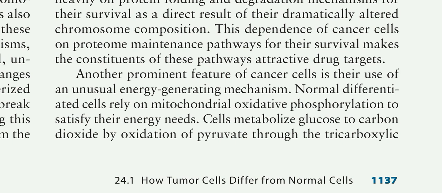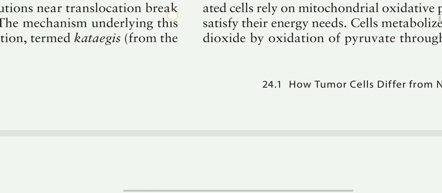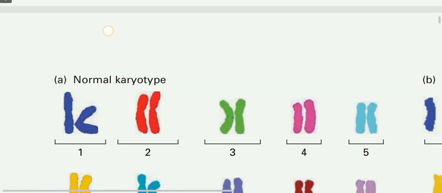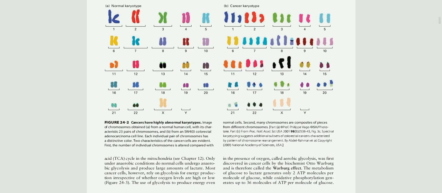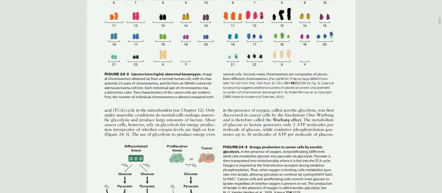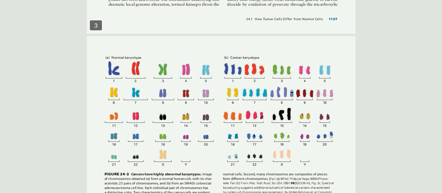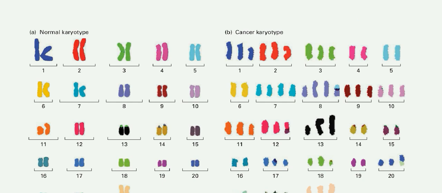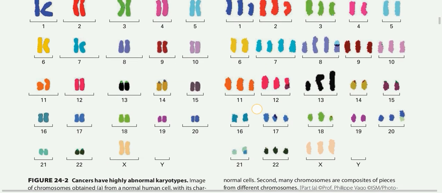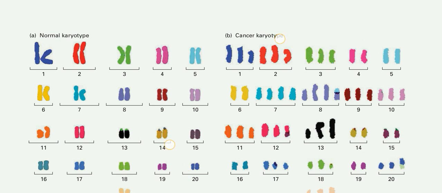Normal differentiated cells rely on mitochondrial oxidative phosphorylation to satisfy their energy needs. Cells metabolize glucose to carbon dioxide by oxidation of pyruvate through the tricarboxylic acid cycle in the mitochondria. Before learning that, let's see this picture of normal karyotype and cancer karyotype.